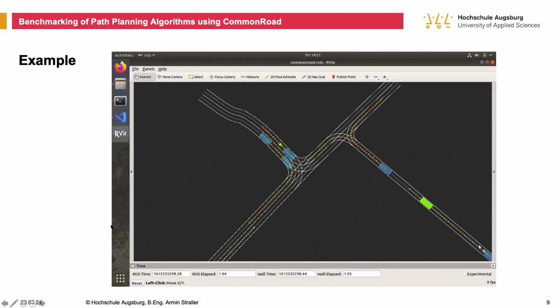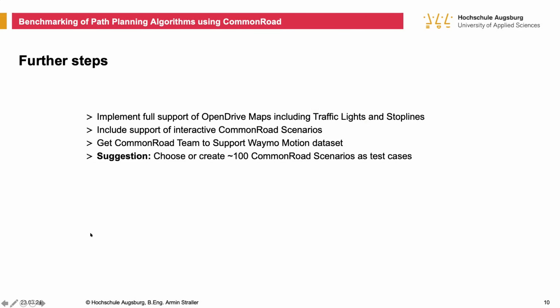Exactly. I'll go on to the further steps and suggestions. Since there is no interactivity, I would like to try at least the interactive mode of Common Road scenarios. They do support it, and I would like to see how much the compute power would have to increase to run interactive scenarios. If it's feasible, I think it wouldn't hurt to test in interactive scenarios.